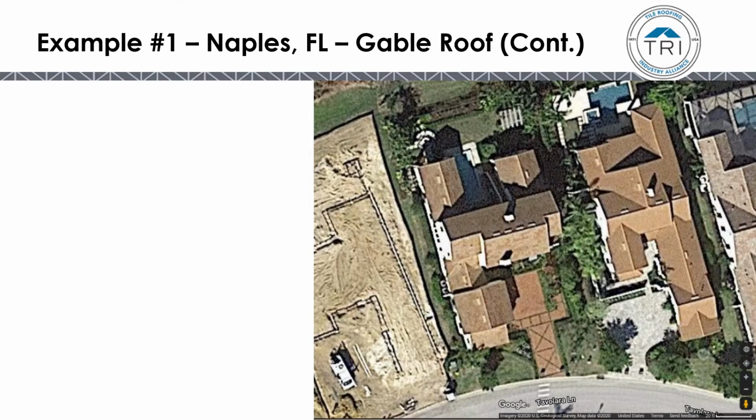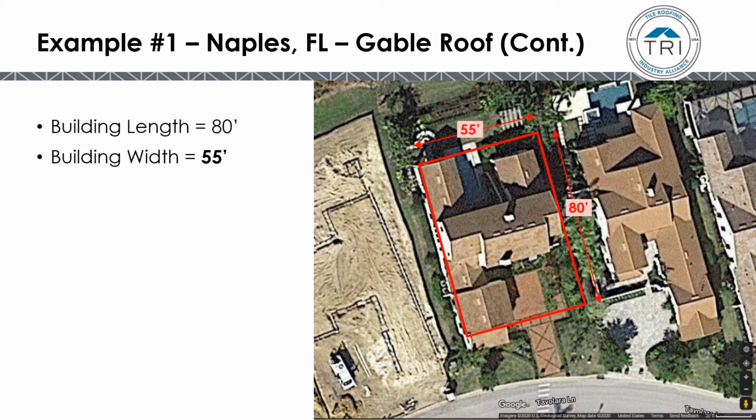Let's take a closer look on the map. To determine the building width and length, you draw a rectangle around the entire perimeter of the building. For this calculation exercise, we'll just assume a building length of 80 feet and a building width of 55 feet.